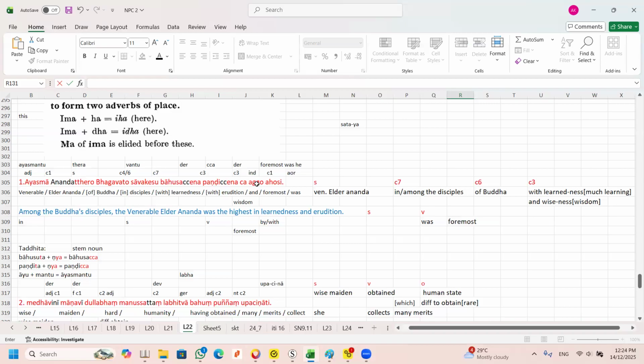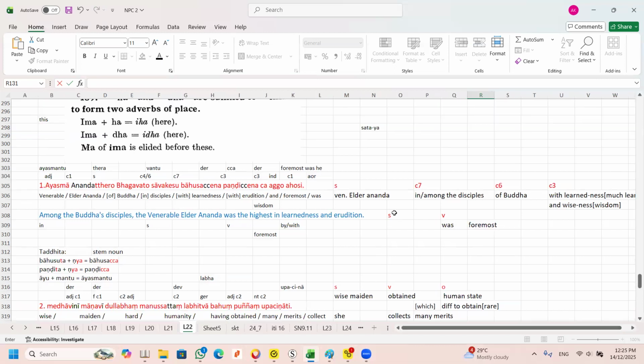You change this to become the highest, and this one Bahu Sacha becomes learnedness, and then this one Pancha becomes erudition. So this is how you're going to put it. It's up to you. But anyway, the most important thing is you have to come out with something like that. When you do your homework, you come out with something like that. 90% you should be able to figure out. The only time you cannot figure out is with certain Pali words whose meaning you don't know. Even if you see the dictionary, you still cannot figure out the meaning. Other than that, you should be able to do it already.